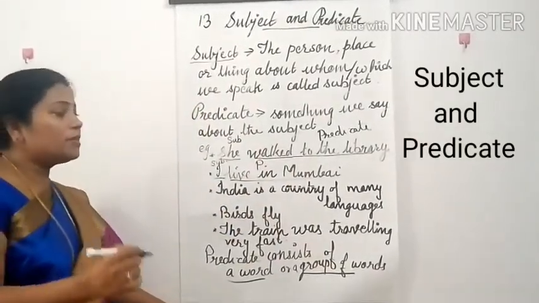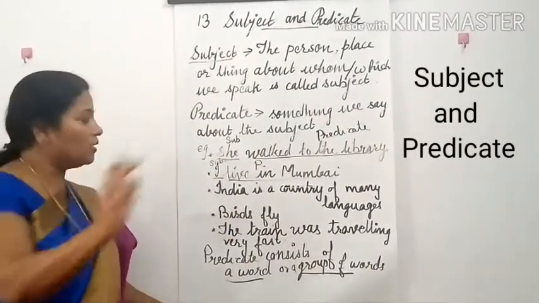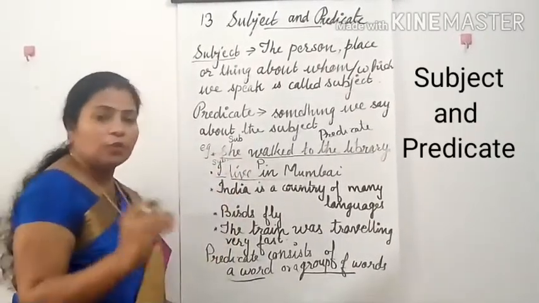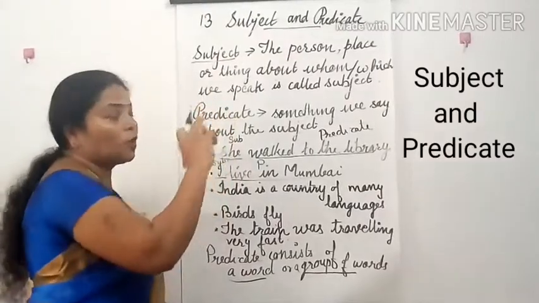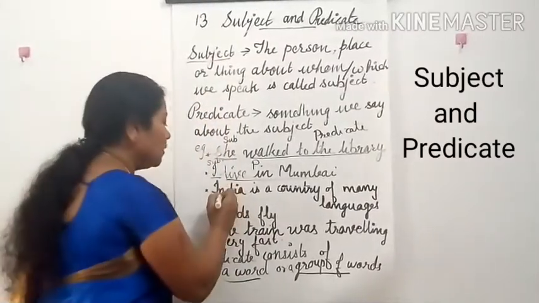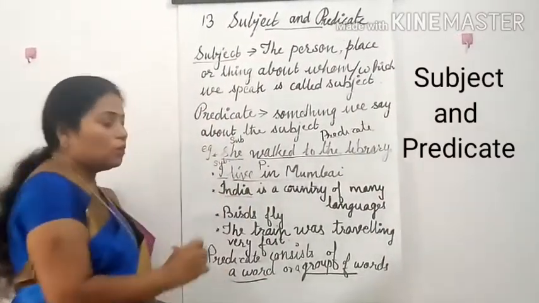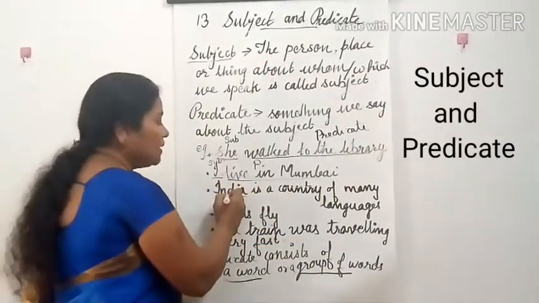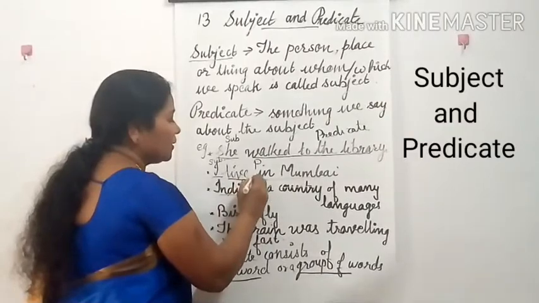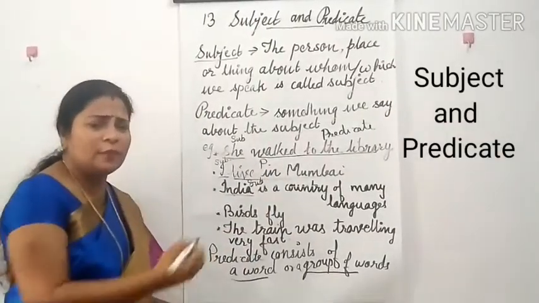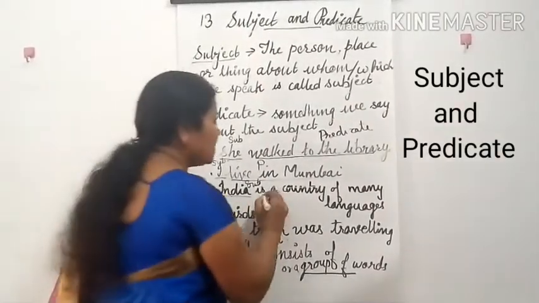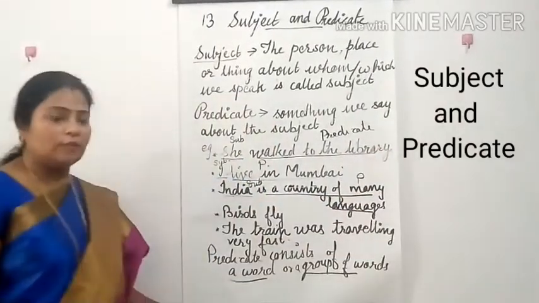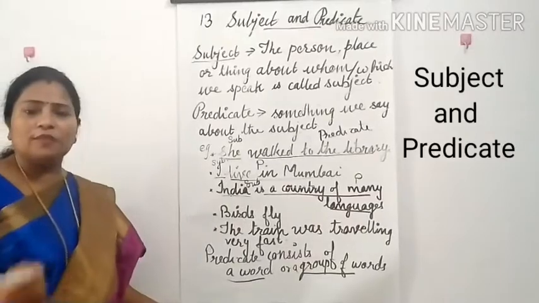Next, India is a country of many languages. Now, earlier we were talking about a person, and here we are talking about a place, right? We said a person, place or thing. Now here it is a place. So India is a country of many languages. India becomes the subject. And what we are saying about India, India പറ്റി എന്താണ് നമ്മൾ പറയുന്നത്, is a country of many languages. That becomes the predicate.